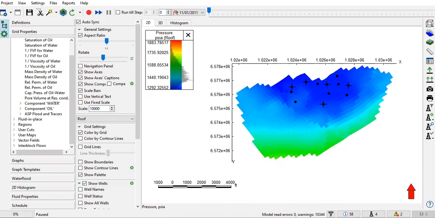So in this video, we will continue our learning on enhanced oil recovery, especially about the simulation. We will perform the EOR simulation using tNavigator software. We will use a case example from tNavigator and hopefully we can learn a lot.